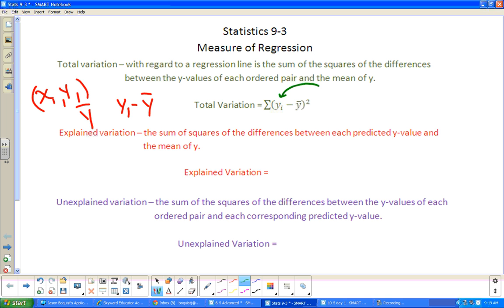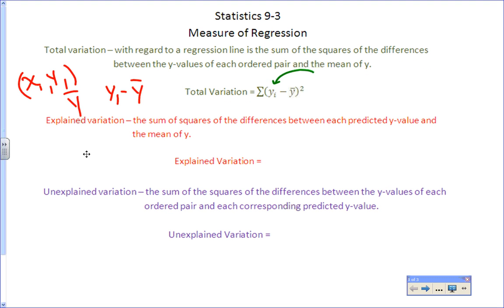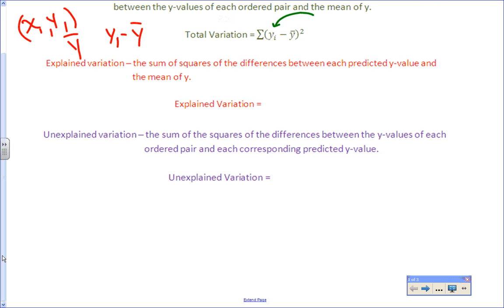We've been comparing things to the mean quite a bit. Here's something, though, that is definitely new. It's called explained variation and unexplained variation. Okay. And this is very commonly messed up by students.